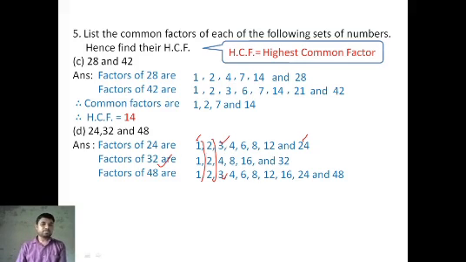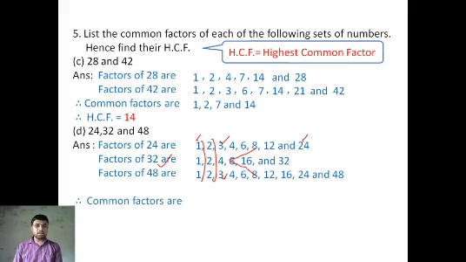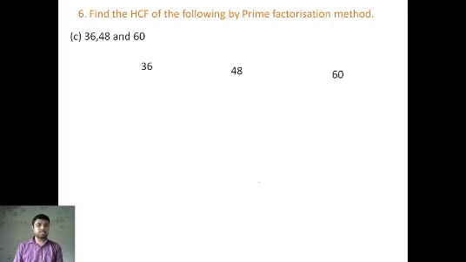Look here, 4, no. Look, 8 also. Okay, so what are the common factors? 1, 2, 4 and 8. Among them, which is highest? 8. So HCF is equal to 8. Okay, hope you understand. Next, find the HCF of the following by the prime factorization method.